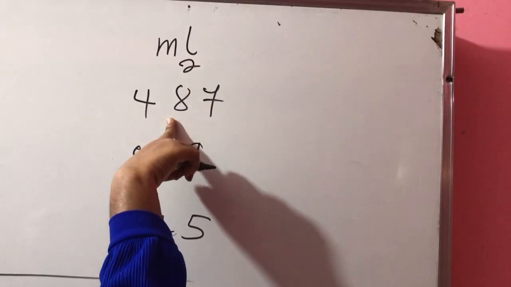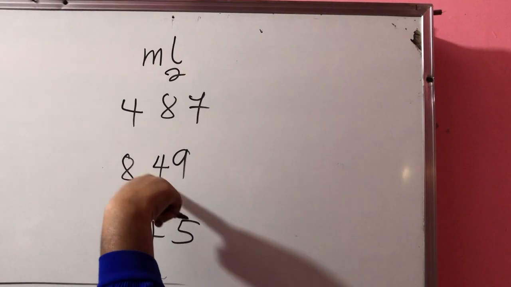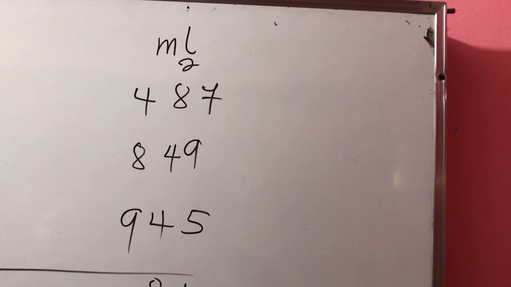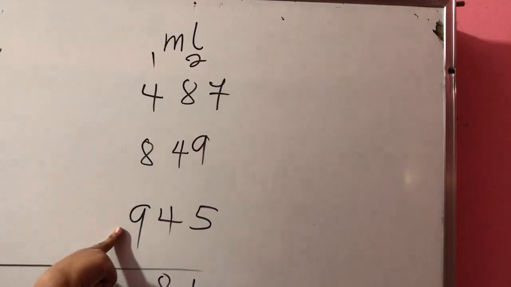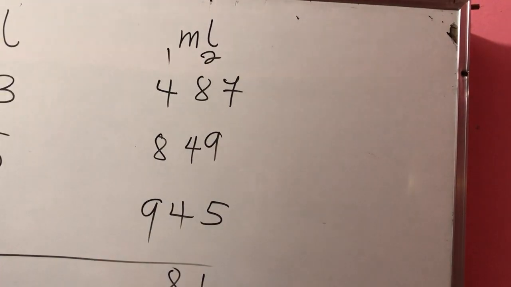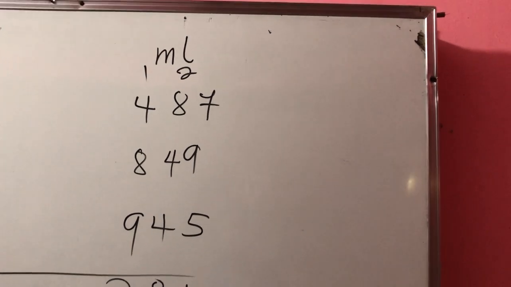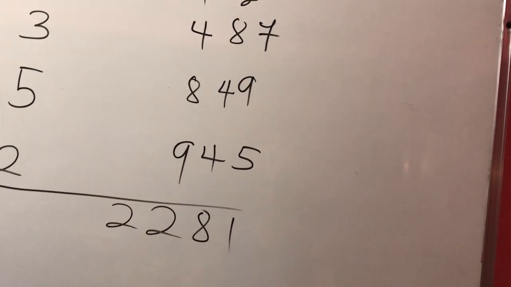8 plus 2 is 10. 10 plus 4 is 14. 14 plus 4 is what? 18. You carry your 1. You have your 5. 5 plus my 9 is 14. 14 plus my 8 is what? 22. Now, I'm writing my 22 here.